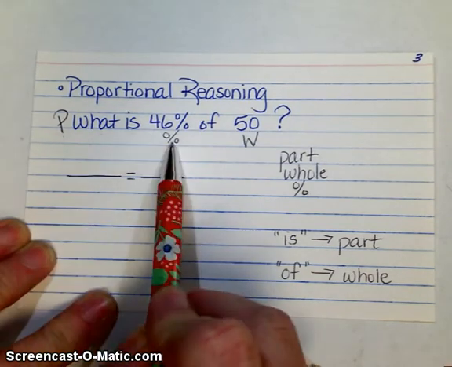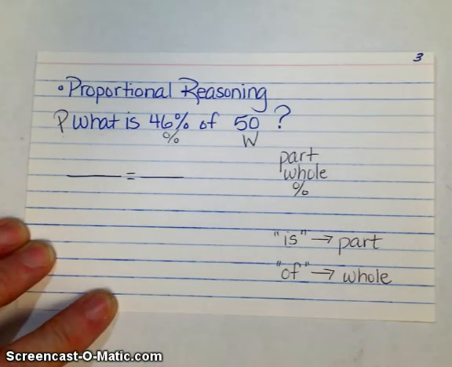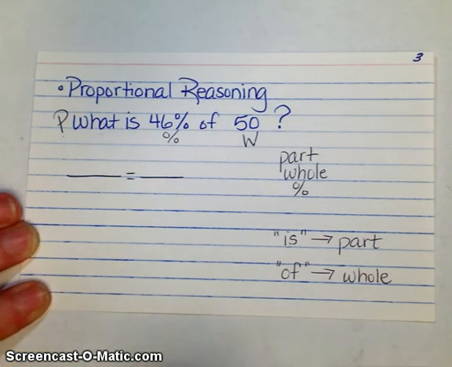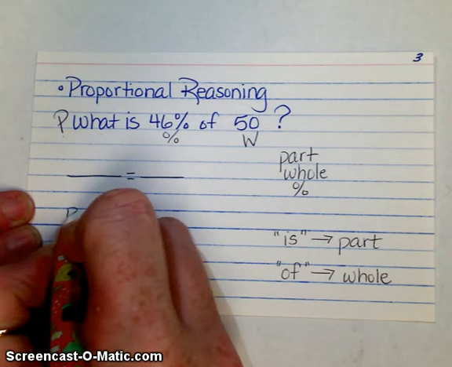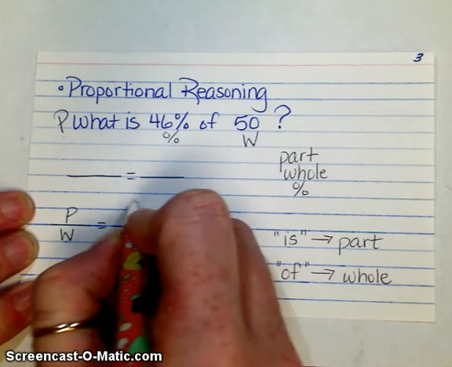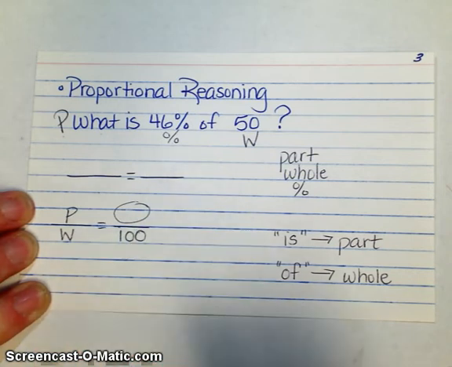Those are the three things that we had to label. Our part, our percent, and our whole. With proportional reasoning, this is what you want to show every single time. You're going to use it every single time without fail. You're going to do your part over your whole and make it equal to something over 100. And that's how you're going to solve it.